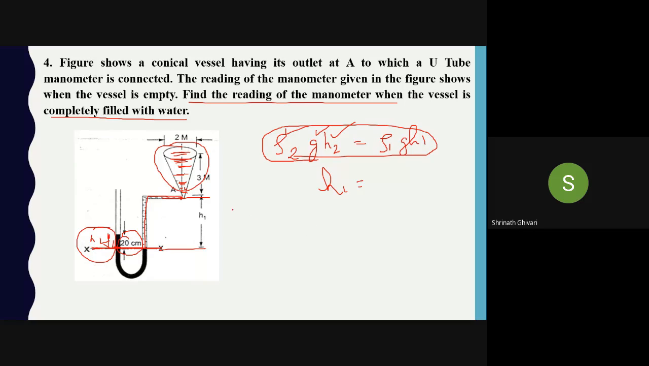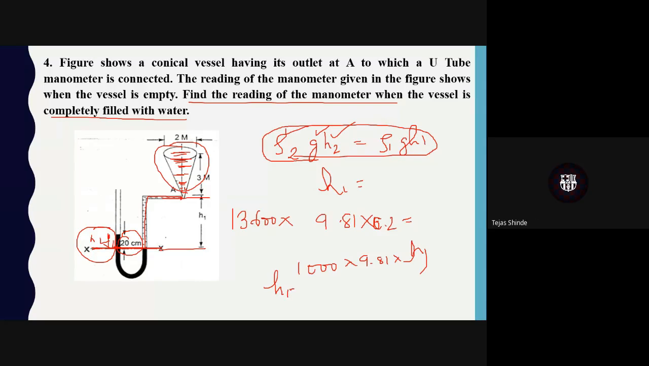Rho 2 is how much? 13,600 into 9.81 into height, which is 0.2 meter, that is 20 centimeter, equal to rho 1, which is 1000 into 9.81 into H1. What is the value of H1? We have to calculate. 2.72. Okay, fine, thank you.